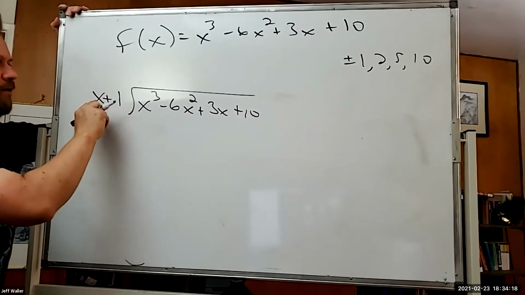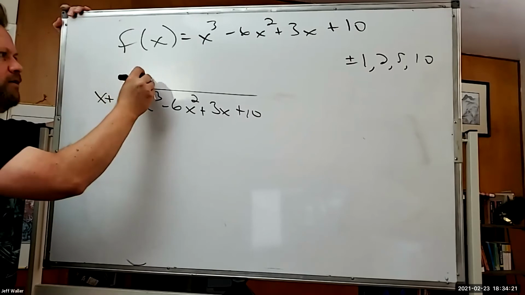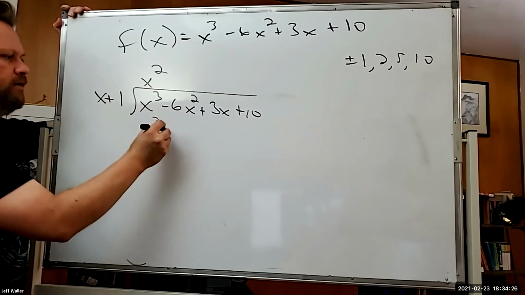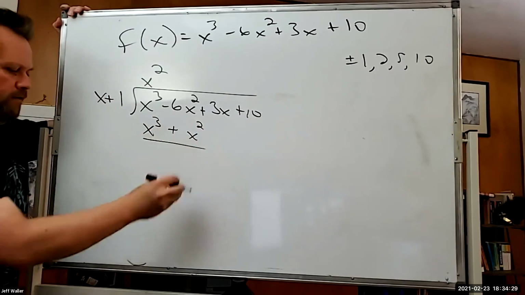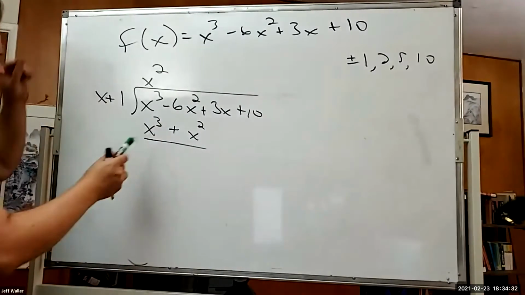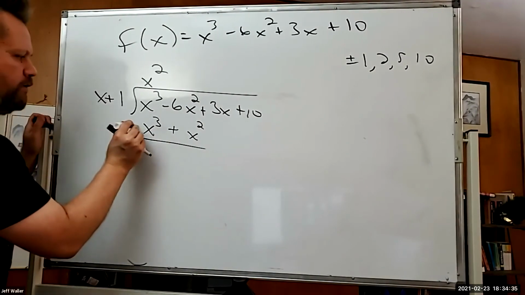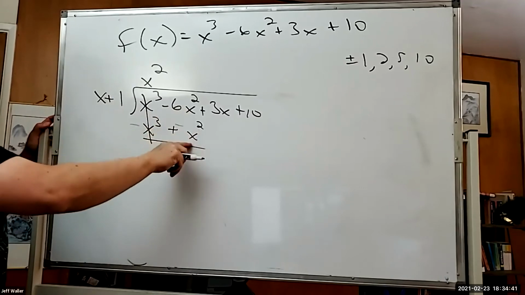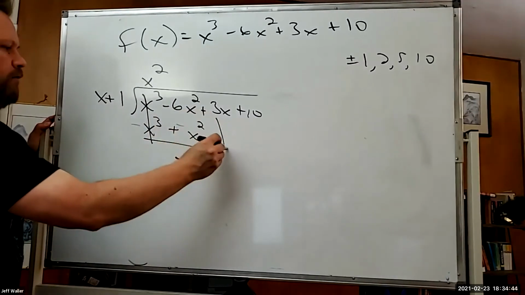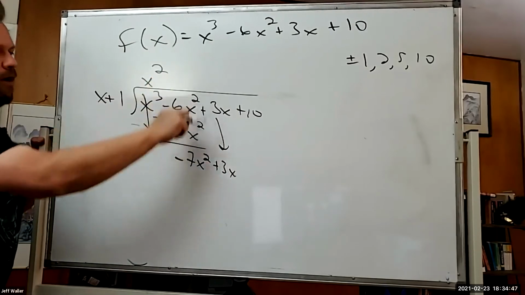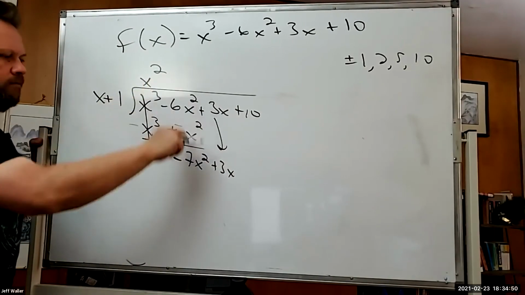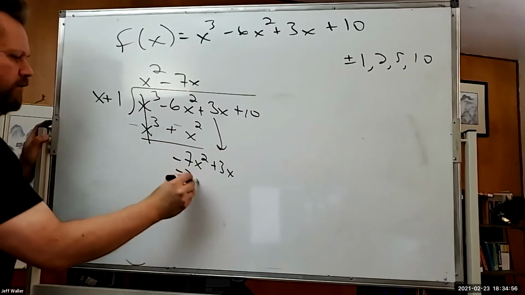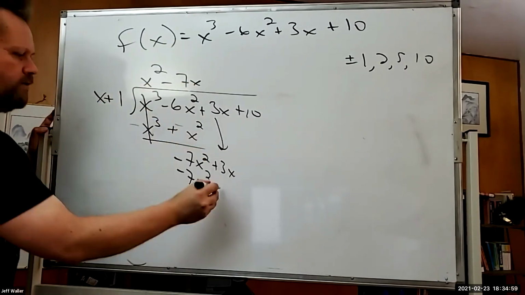All right, now just go with me. If we long divide, x times what is x cubed, x squared. X squared times x is x cubed. X squared times 1 is x squared. And then who remembers what I do next? What do I always do in long division? I subtract. I change the sign. So these cancel like they have to. Negative 6 minus 1 is negative 7 of these. Bring down the 3. X times what is negative 7x squared? Negative 7x. Good. Negative 7x times x is negative 7x squared. Negative 7x times 1 is negative 7x.